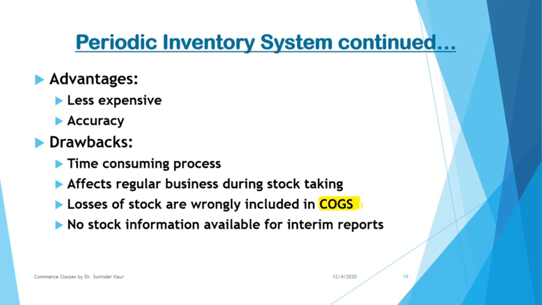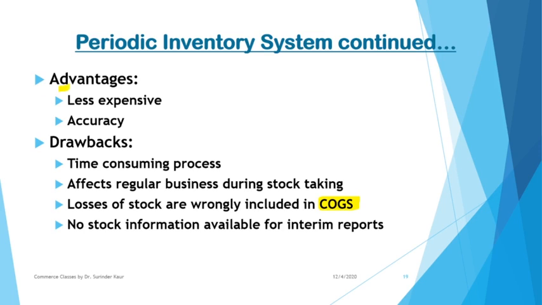Because cost of goods sold is taken as opening stock plus purchases minus closing stock, assuming if some stock is not there in the stores, it must have been sold. So you have no scope for determination of the stock losses. What actually happens is that your losses are indirectly included in the cost of goods sold.